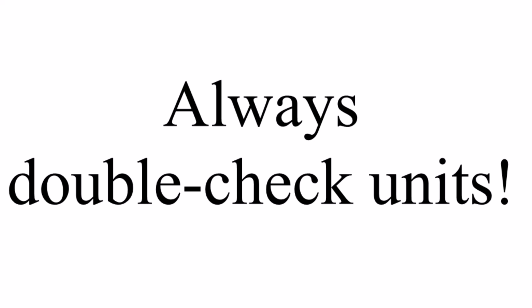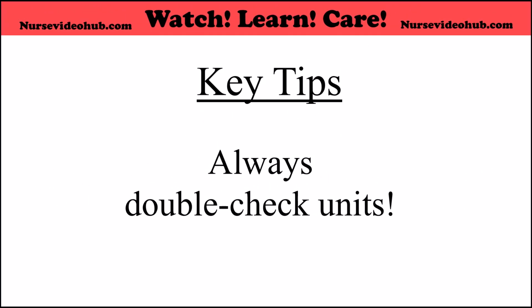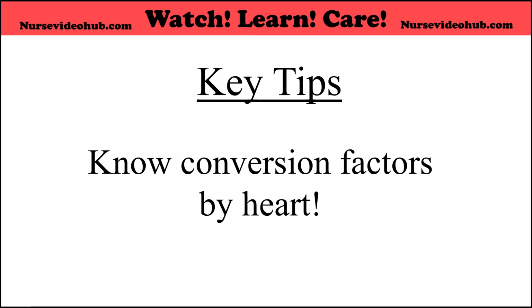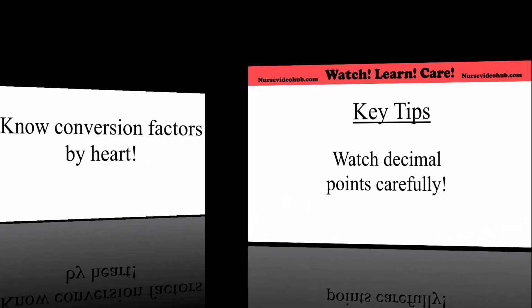Always double-check units. Make sure you're working with the correct units. Convert units if needed before you start calculations. Know key conversion factors by heart. Memorize common conversions. 1 gram equals 1,000 milligrams. 1 milligram equals 1,000 micrograms. 1 liter equals 1,000 milliliters. 60 minutes equal an hour. Having these at your fingertips prevents small but dangerous mistakes.